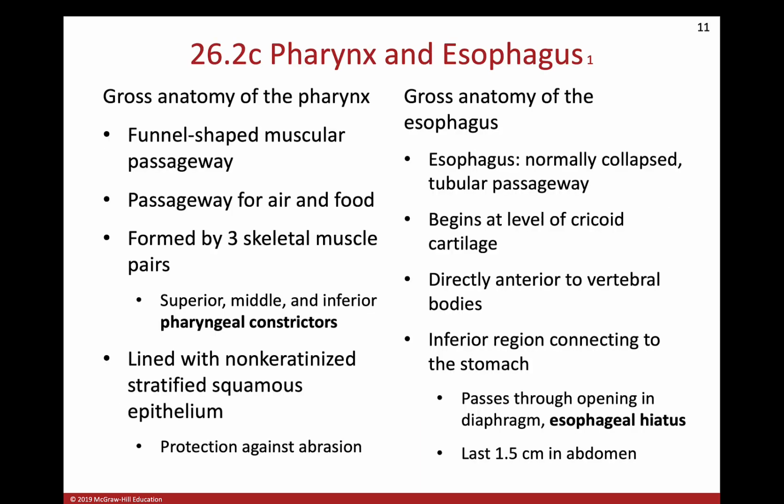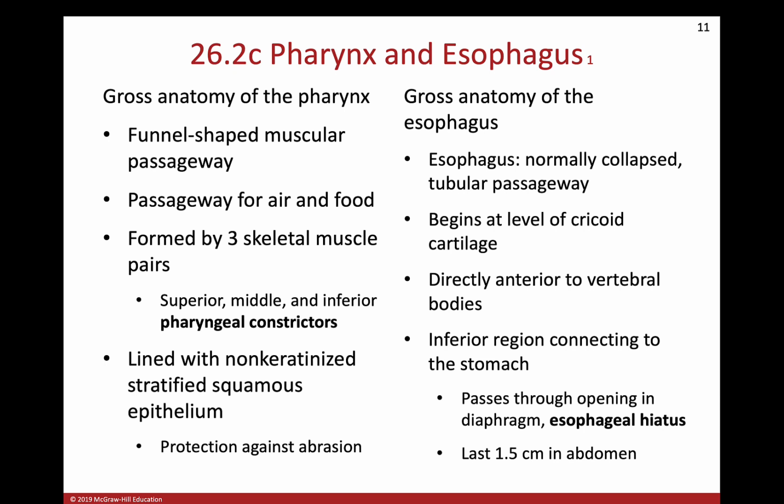Now, the pharynx and esophagus. Remember, the pharynx is a funnel-shaped muscular passageway, and it makes sense that it's a funnel. It's going to make sure that food moves into the esophagus. Now remember, the pharynx is a passageway for both air and food, and typically we see 3 pairs of skeletal muscle: superior, middle, and inferior pharyngeal constrictors. These are under voluntary control, and so we can use them when we physically swallow or control swallowing.